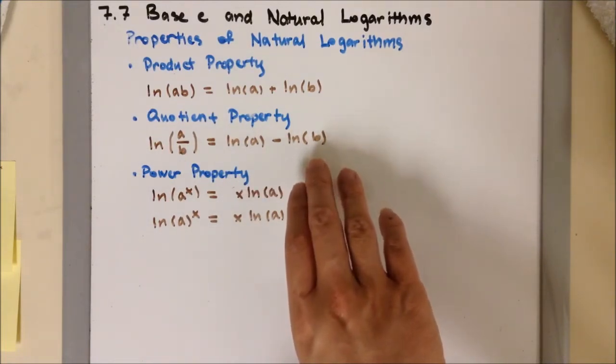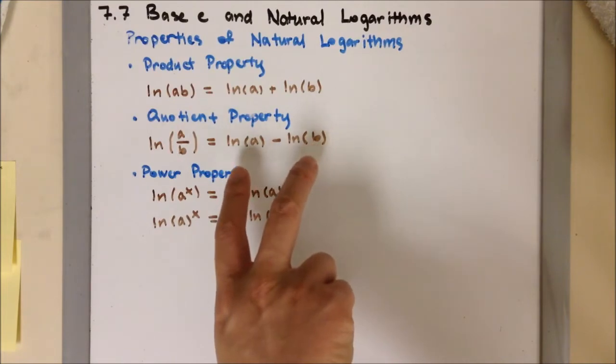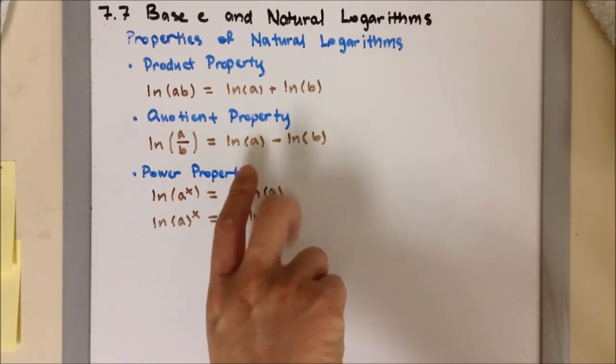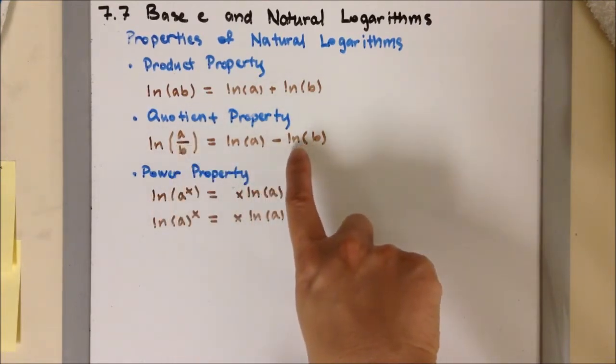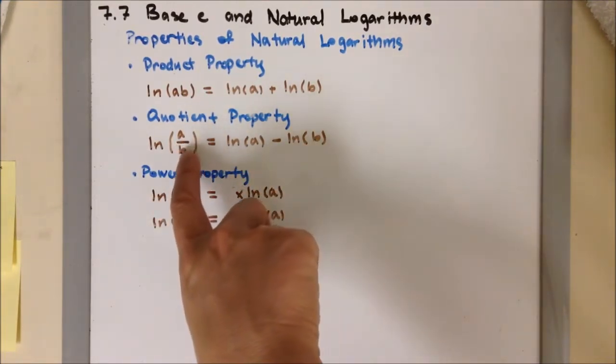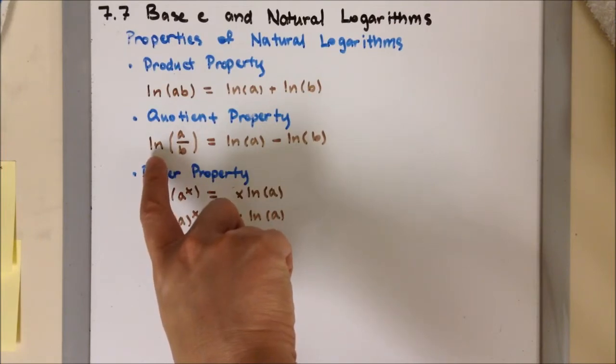The same thing can be said if you were to go from these two natural logs and condense. Since natural log of A was first, the A is on top. Since the natural log of B is second, the B is on the bottom when you're trying to condense to a single natural log.